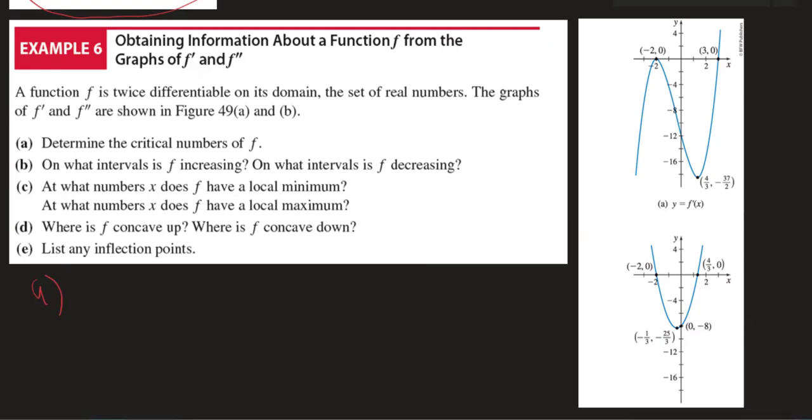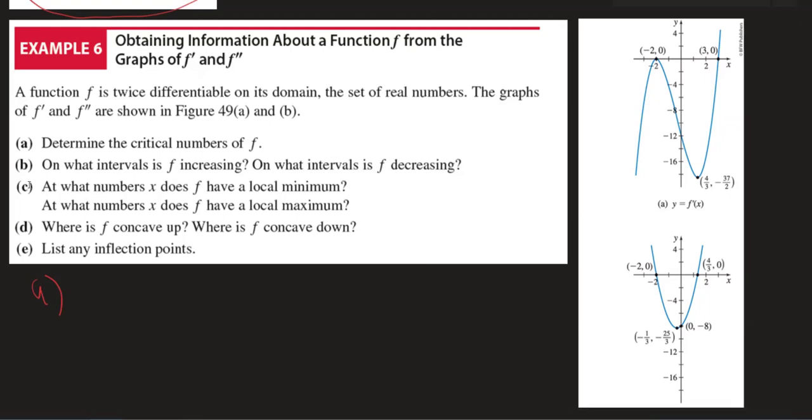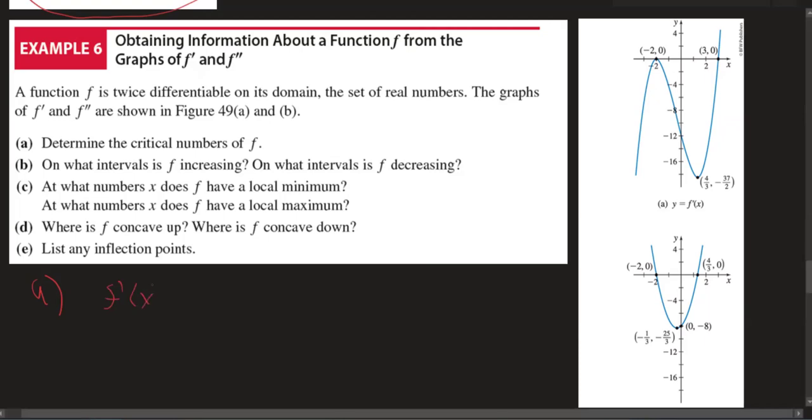Since f is differentiable at all real numbers, f and f prime are continuous, and therefore the critical numbers occur when f prime equals 0. From the graph right here, we can see that that occurs at x equals -2 and x equals, no, not 0, 3. So we conclude that -2 and 3 are the critical numbers.